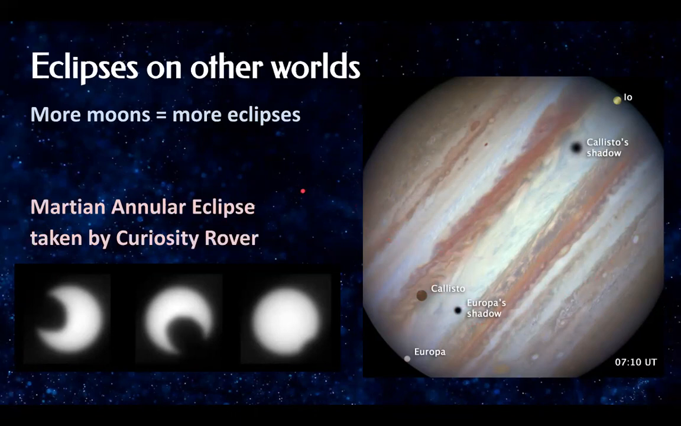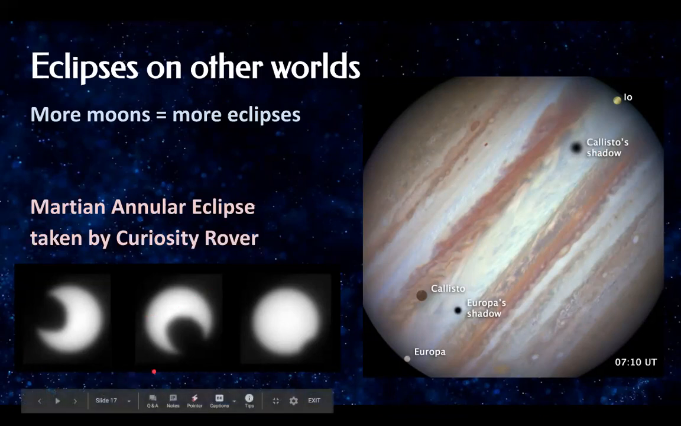On Mars, there's actually eclipses as well, but almost all of them are annular eclipses. And that's because its moon is so small that it can't block out the whole sun from Mars. This one is courtesy of the Curiosity rover that's roving around on Mars.